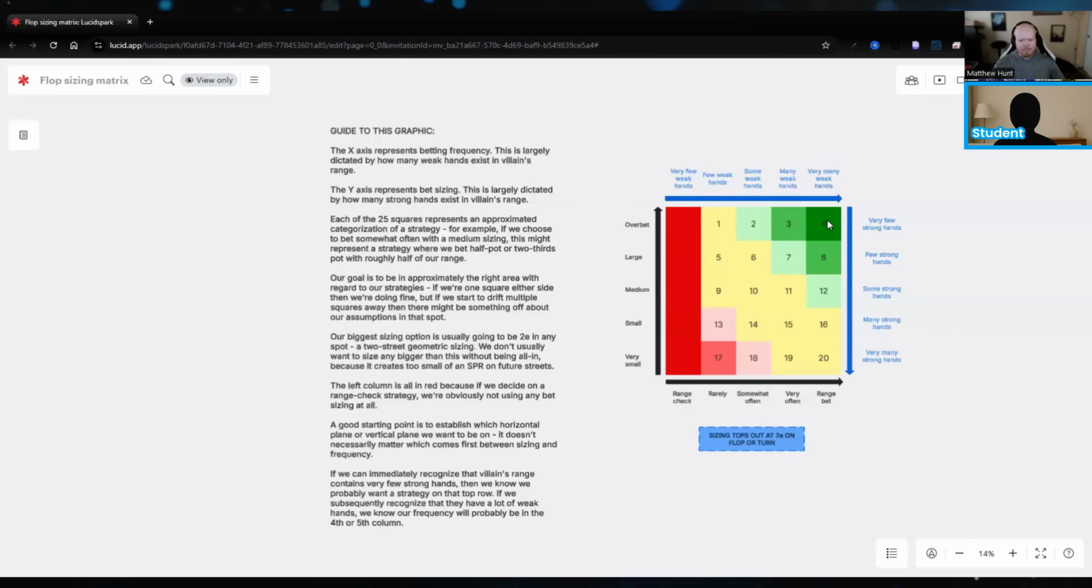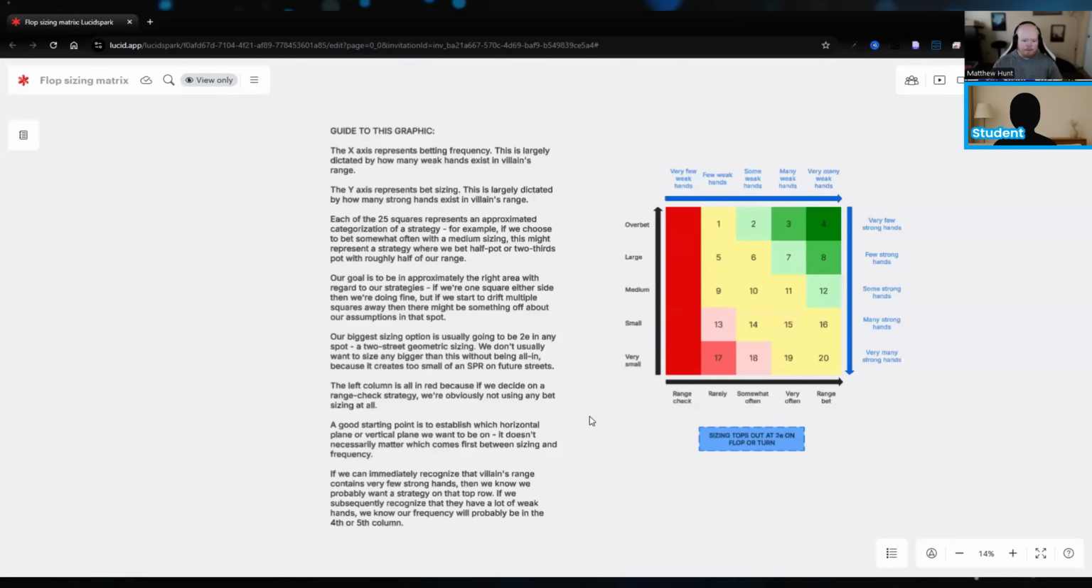Now, I did originally have this right-hand column colored in green as well, because if we're range betting, we're just betting every single hand in our range. But I did think it was important to start distinguishing between situations where we're range betting for a small size, and then situations where we're range betting for bigger sizes. We're not really very often going to range bet for an overbet or even a large bet, but there will be some situations where a medium sized range bet is actually going to be pretty good. So I didn't want to just lump all these together in the same category. But obviously, if we are range checking, we're not using any bet size. So they are all the same category.